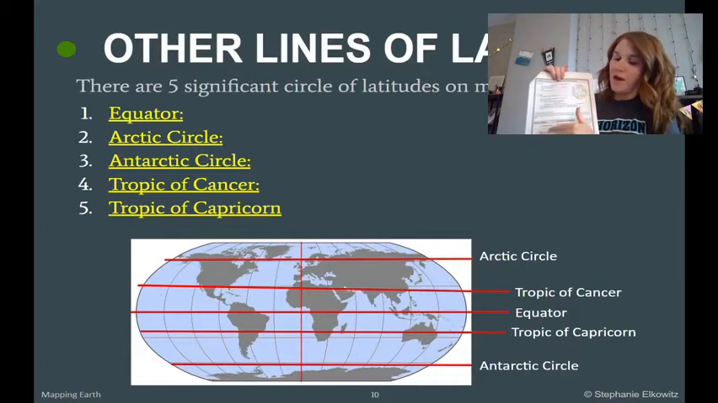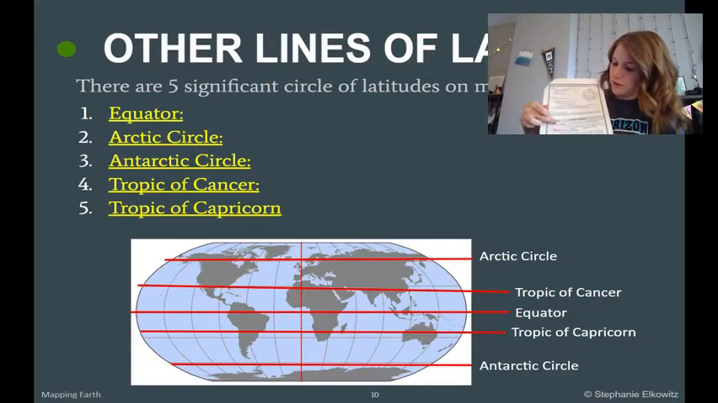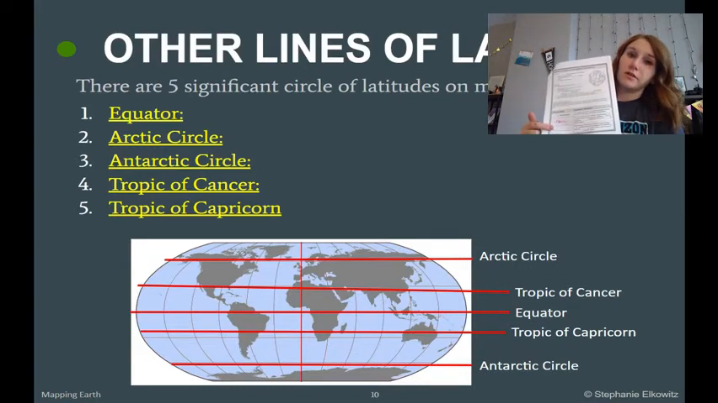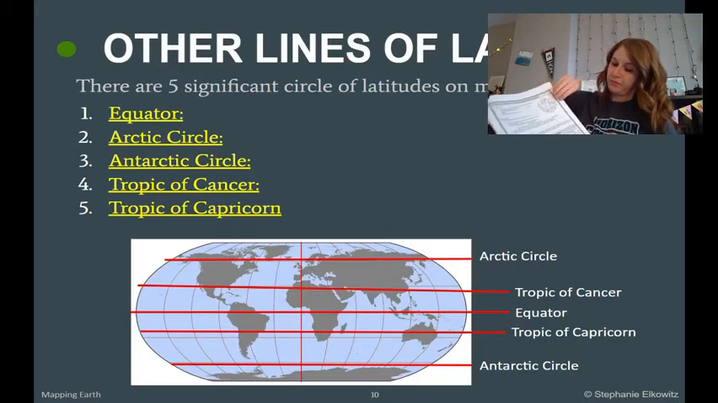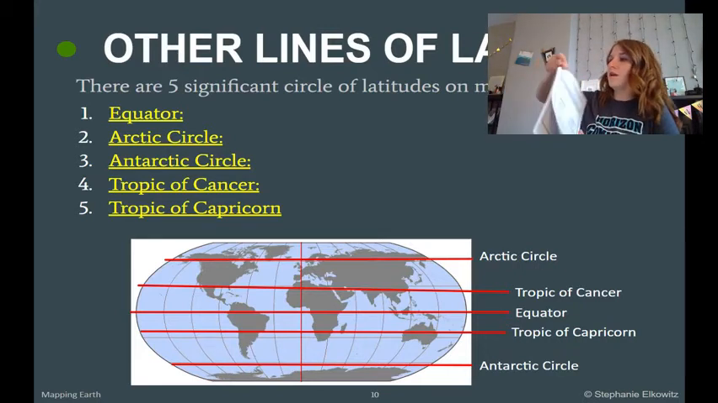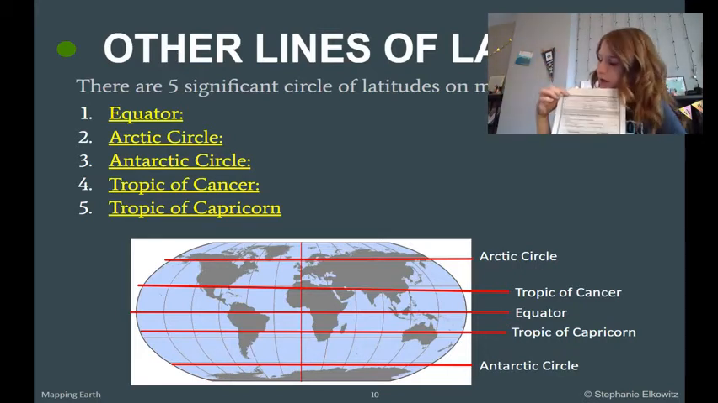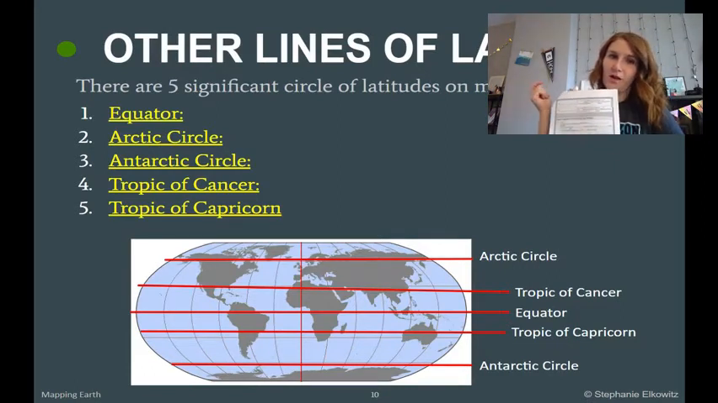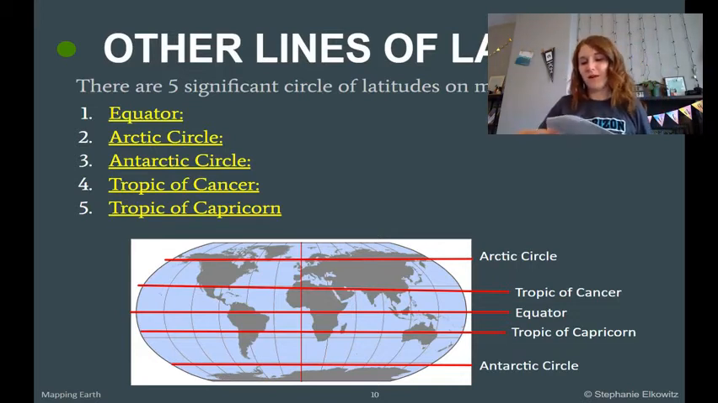So first, I want you to write in. The first one's been done for you: we have the equator. Number 2 is the Arctic Circle. Number 3 is the Antarctic Circle. Number 4, we have the Tropic of Cancer. And number 5, the Tropic of Capricorn. Please write all of those in your charts, 1 through 5, and then we will talk about their importance.